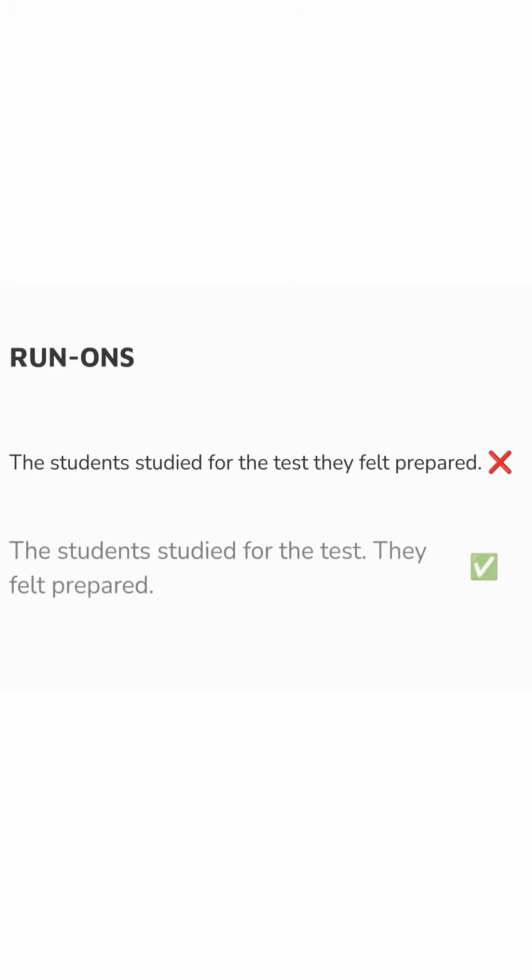Now, a run-on is the complete opposite. Instead of an incomplete thought, you've got two complete thoughts pushed together without being properly separated. For example, the student studied for the test, they felt prepared. They're not properly separated by something like a period, so both sides can stand alone, but they need to be properly separated. The correct version would be: the student studied for the test, period, they felt prepared.